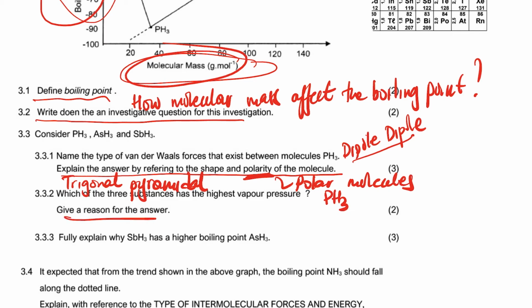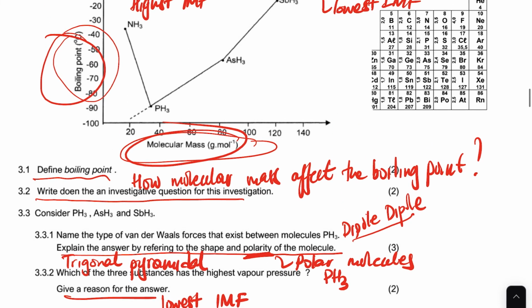So I'll say lowest intermolecular force. That's the reason. That's my reason here, because the PH3 has the lowest intermolecular force. Now it says fully explain why SbH3 has the highest boiling point than AsH3. It's asking why this one has the highest boiling point than this one.